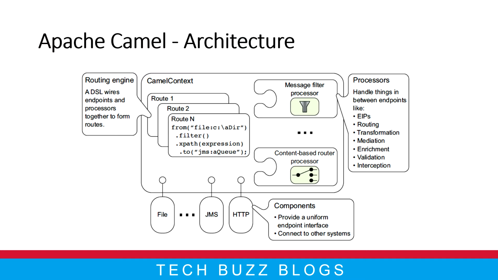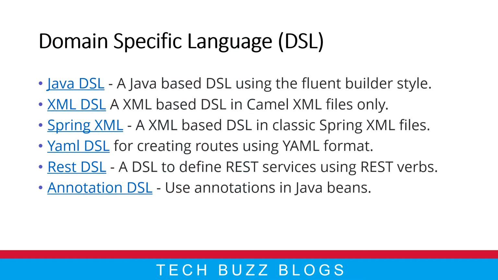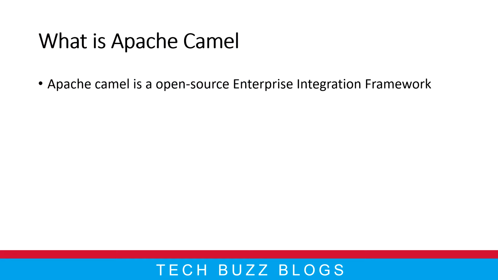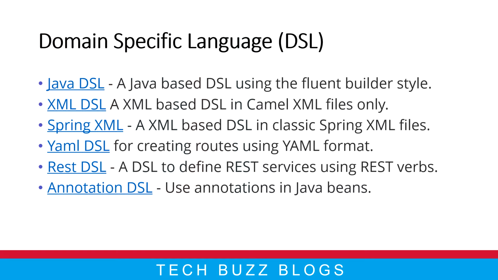So you don't need to worry about languages. They are supporting a couple of languages. I will show you in the next slide. Maybe I will show it now itself, so that it will be very helpful for you. So, domain specific language, see what they have. They have Java DSL, XML DSL, Spring XML, then YAML DSL, REST DSL, annotation DSL.